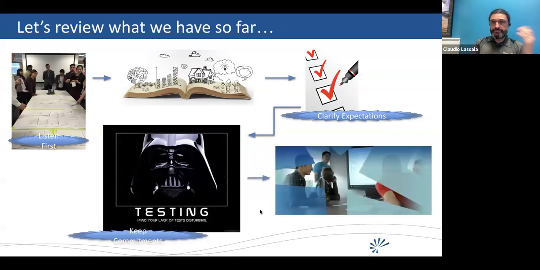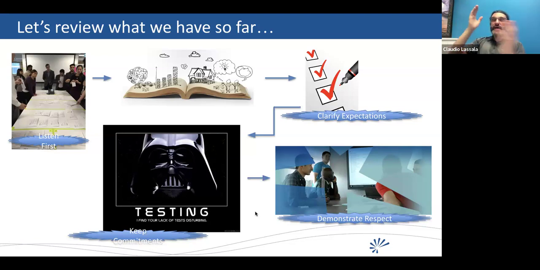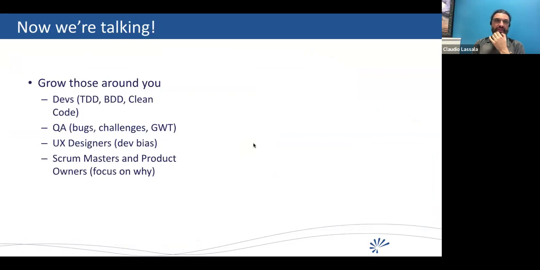Keep commitments that way. As you present in sprint review and you're sharing solutions with others, demonstrate respect, because different people will address certain problem solving in different manners. Listen, understand their mindset. Where are they going with that? What has made them arrive at that conclusion? And then iterate, get better at communicating what it is that we're trying to achieve here, and why we need that. So with that, you can grow those around you.